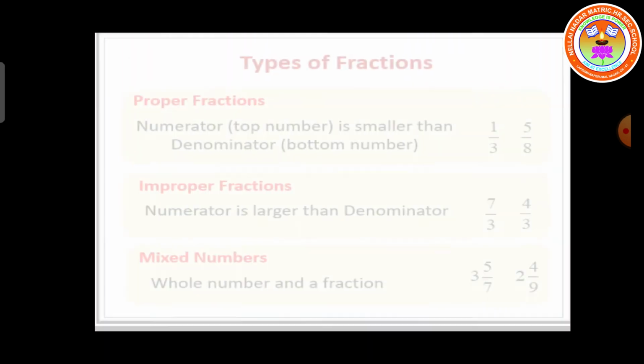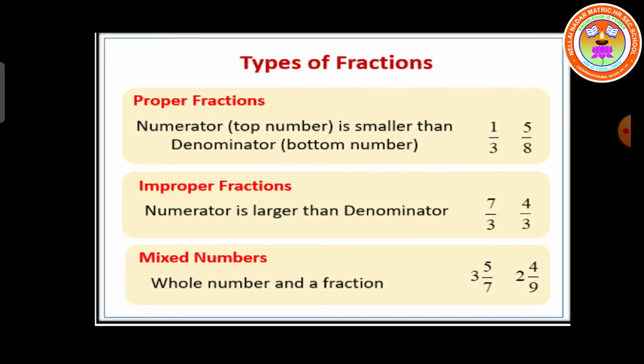Next, types of fractions. First type is proper fractions. Numerator is smaller than denominator, which means the numerator is smaller and the denominator is greater. Then we can say that the fraction is a proper fraction. Then an improper fraction is just the opposite of a proper fraction. Numerator is larger than denominator. See the example, students. 7 by 3. 7 is greater, 3 is smaller.